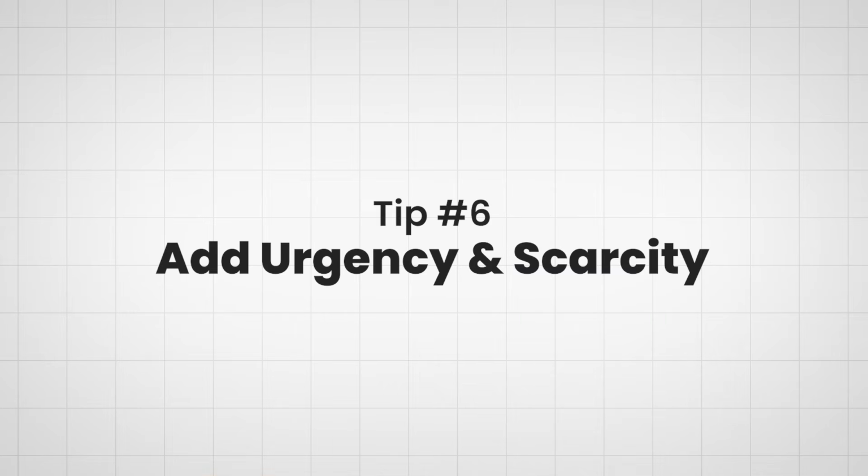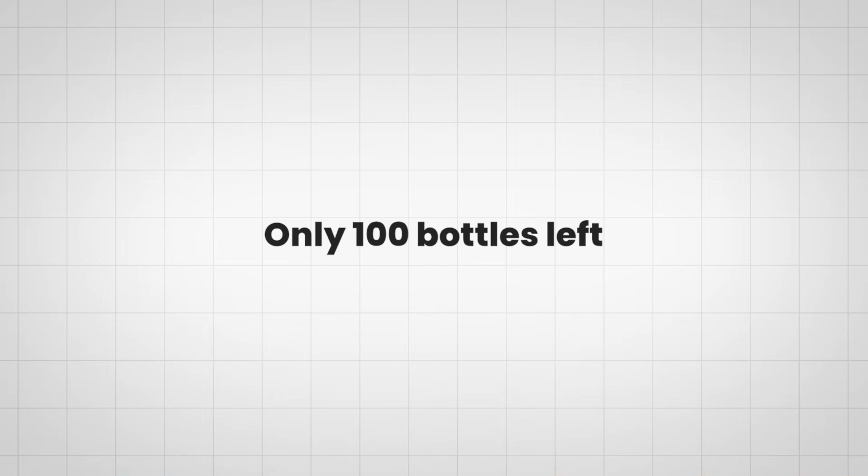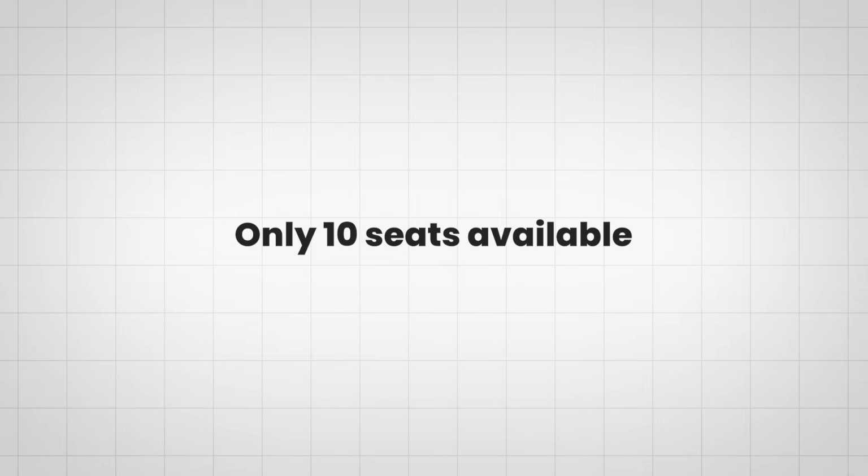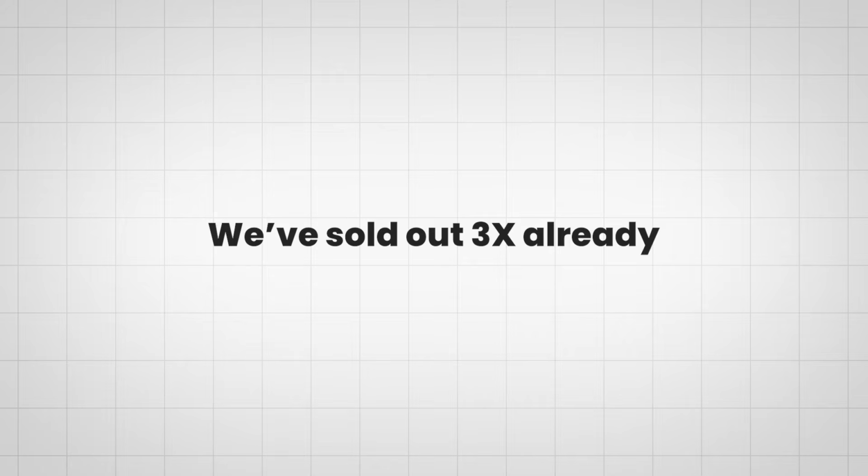Finally, tip number 6, add urgency and scarcity. Now this one could not be any easier to implement. In the last 3 seconds of your ad, add just one line of copy that will make your audience act faster. For example, only 100 bottles left. Stock is running low. This sale ends next week. Only 10 seats available. We've sold out 3 times already.